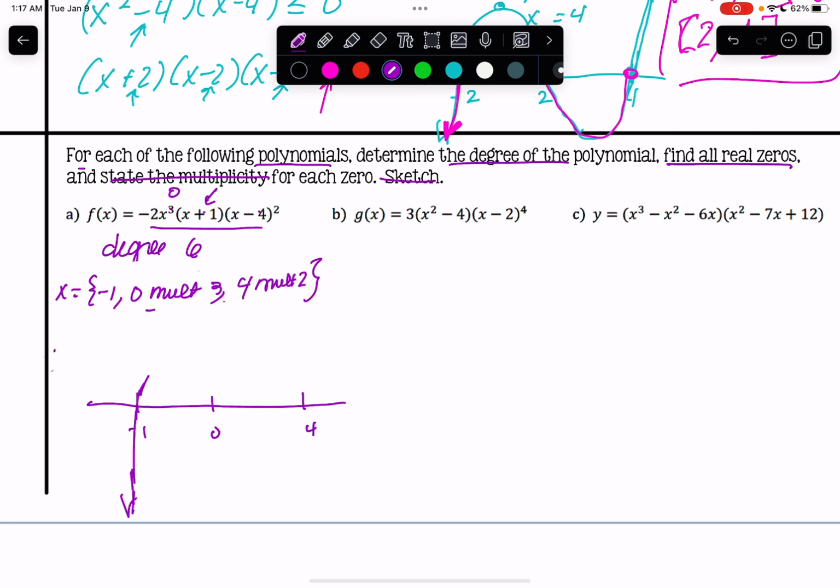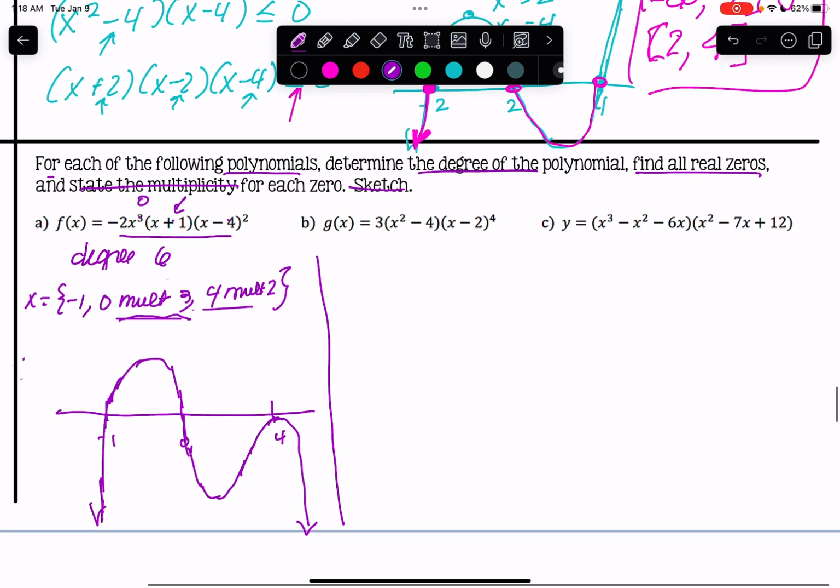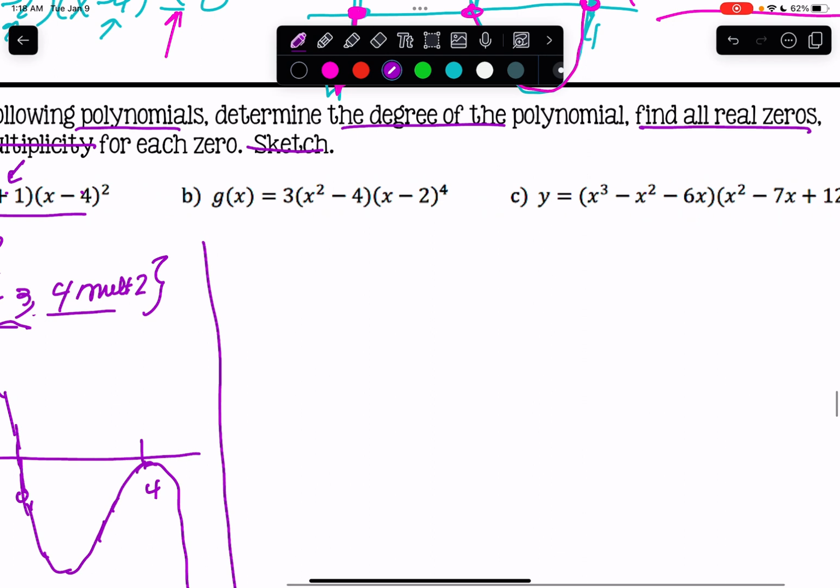Now, we have 0 with multiplicity 3, so that's not an even multiplicity, so it goes through still. So it comes through 0. And now 4 has a multiplicity 2, so when it comes back around, it doesn't go through it, it just goes back down again. So there we have a sketch of that function. And after we can do this, we can say all kinds of things about it, including any inequalities or anything. So let's look at the next one.